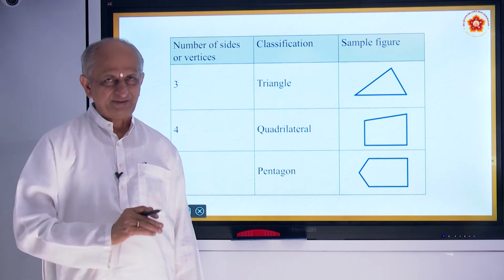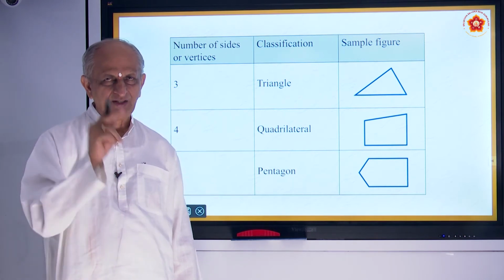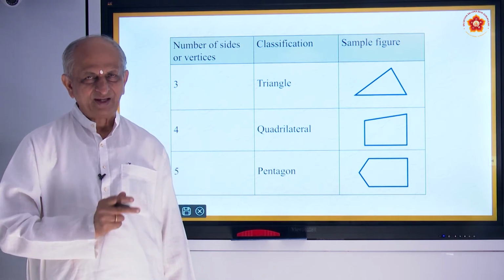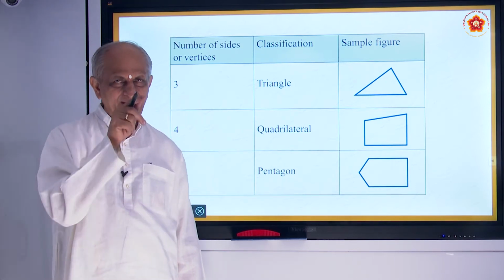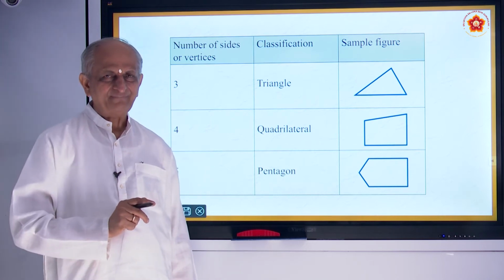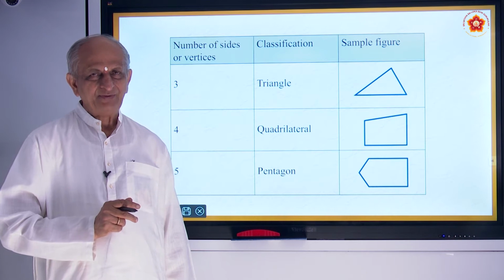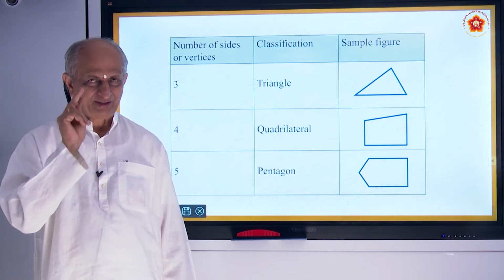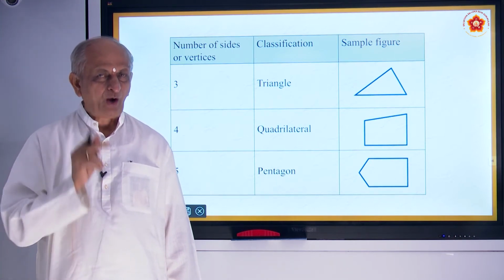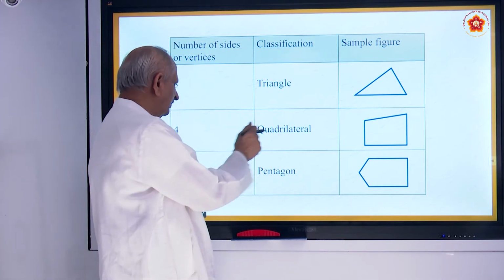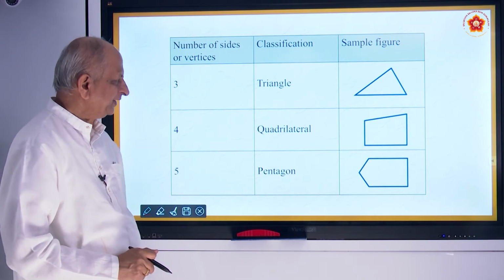Coming to angles, if all the 3 angles are equal, we call it an equilateral triangle. If one angle is 90 degrees, we call it a right angle triangle. And if one of the angles is more than 90 degrees, what do you call it? Obtuse angle triangle.